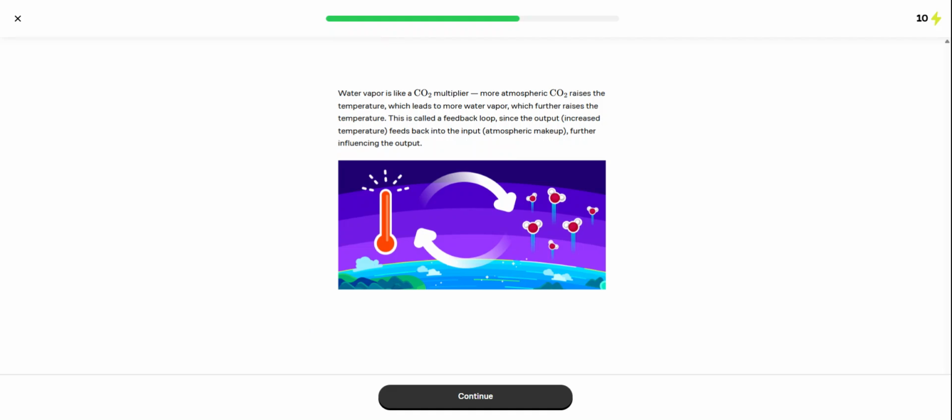Since the output of increased temperature feeds back into the input, called atmospheric makeup, further influencing the output. Input and output are both affected as a result of the feedback loop. So these arrows back and forth show the relationship between temperature and the CO2 molecules' effect. Right. So continue to the next screen.